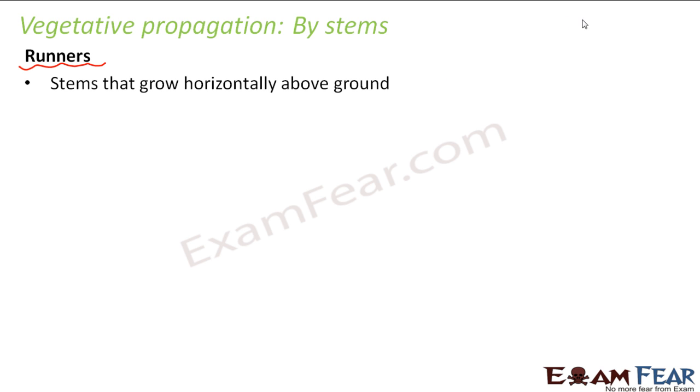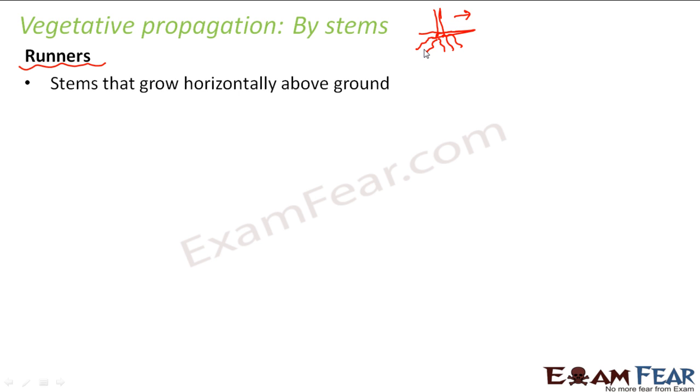Normally when I talk of stem, what comes to your mind? A stem is something which grows vertically. Roots are something which grows downwards. Right? This is the picture which comes to our mind when we talk of stems. But there are some kinds of stems which grow horizontally above the ground. That means they grow along this direction above the ground, and that is why they are called runners.